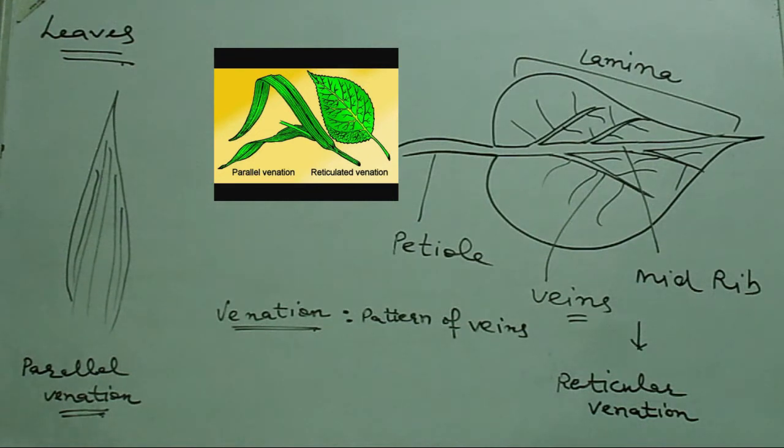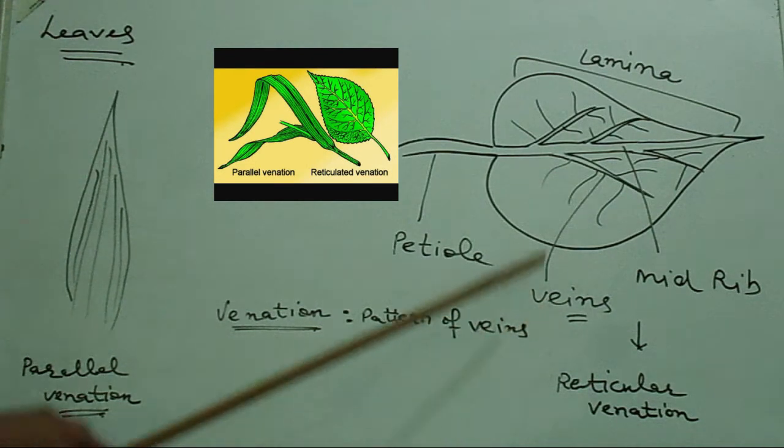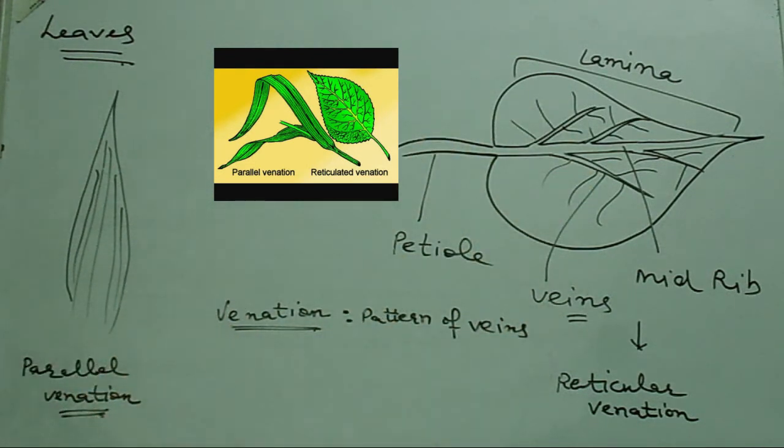So after seeing that pattern, the pattern of veins is divided into 2 categories, and that pattern of veins in leaves is called venation. It is divided into two categories. One is reticular venation and the other is parallel venation.